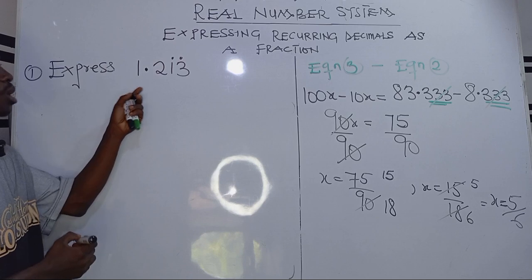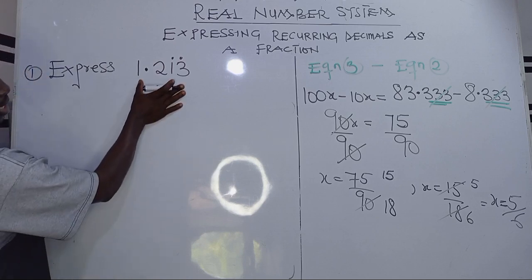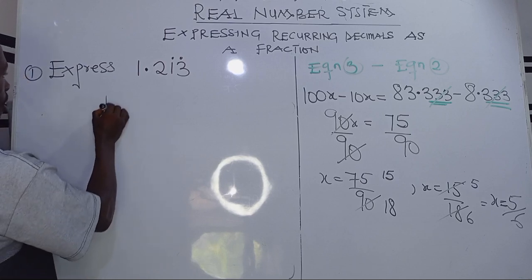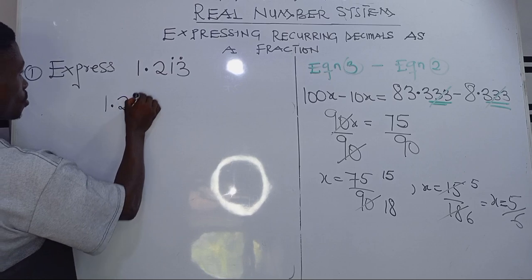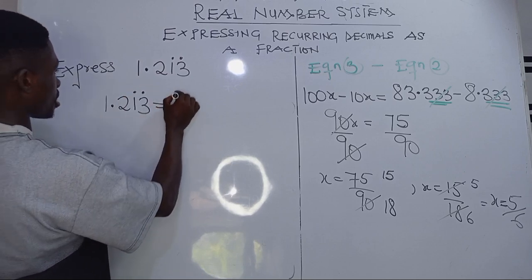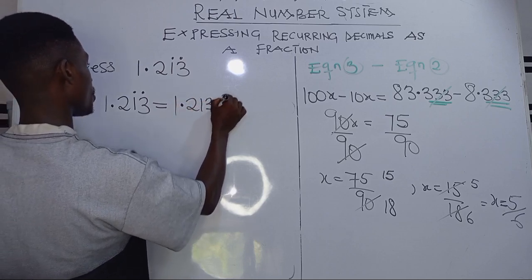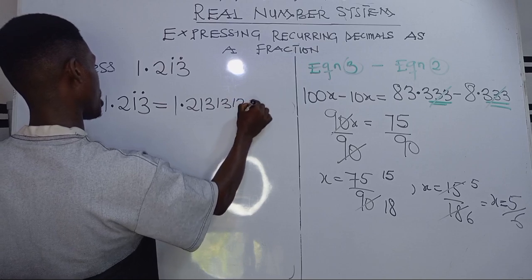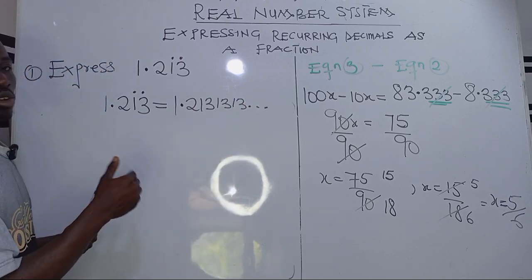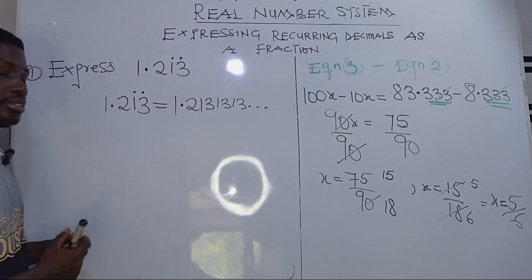We take the last example. So we have to express 1.213 recurring as a common fraction. So we know that this is a recurring decimal, and we can write it as 1.2131313 up to infinity. So you can see that the numbers that recur or repeat infinitely are 1 and then 3. Good.